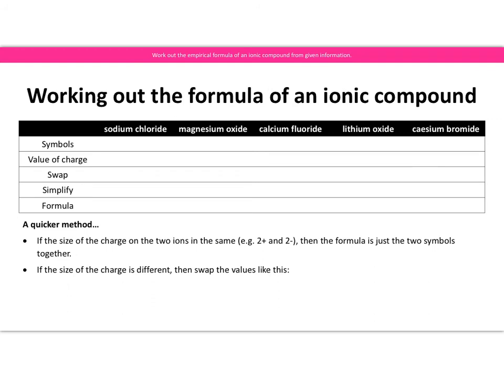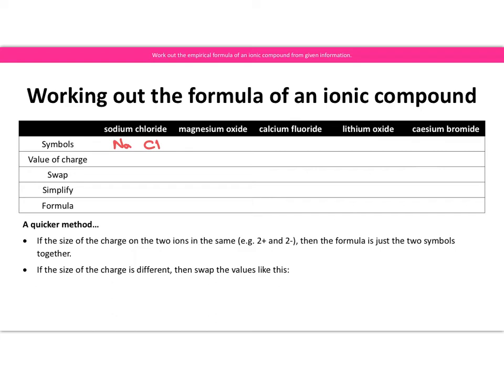So we're going to look at a system for working out the formula of a compound. This is very broken down, what we're about to do. At the bottom I say a quicker method. I'm actually going to do that on the next slide. I should have deleted that here. So we'll start with sodium chloride. The symbol for sodium is Na. The symbol for chloride, or chlorine, is Cl.